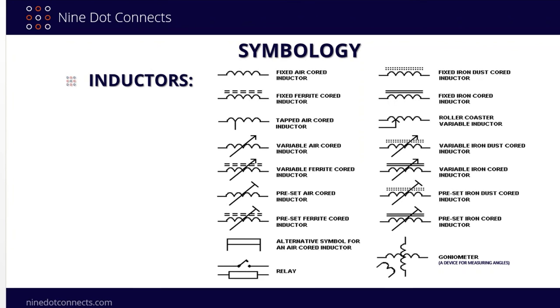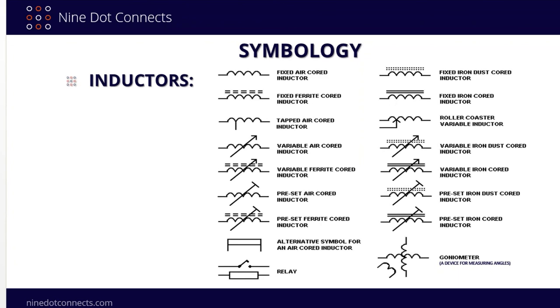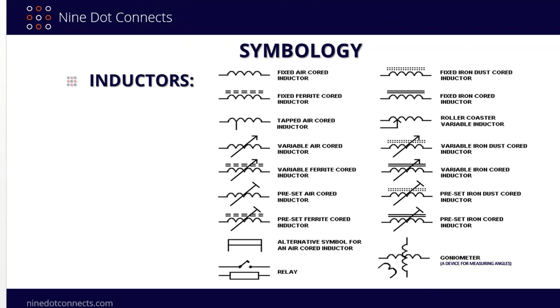Now, inductors have taps. The taps can be either fixed or variable. You may not have any taps, in which case you don't draw one. If you do draw one, they're typically drawn coming out of one of the bends, one of the little points in the wires, as shown third one down on the left.